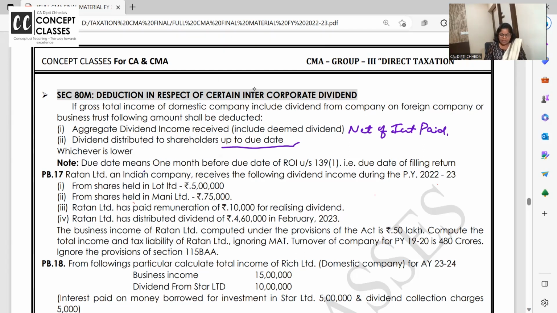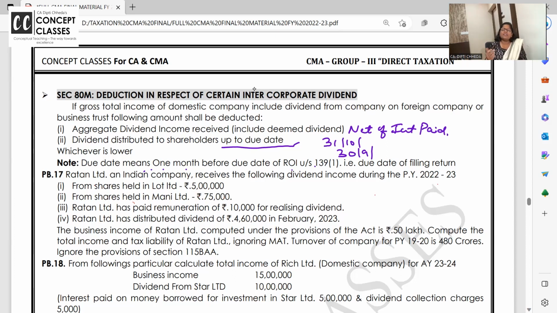Dividend distributed to shareholders up to the due date. And what is the due date? Due date means 1 month before the due date of return of income. So that is the due date of the audit report. Suppose if 31st October is the due date, then you can take this as 30th of September. Are you all with me? Whatever dividend is paid before the due date, or dividend received, the least is deductible.